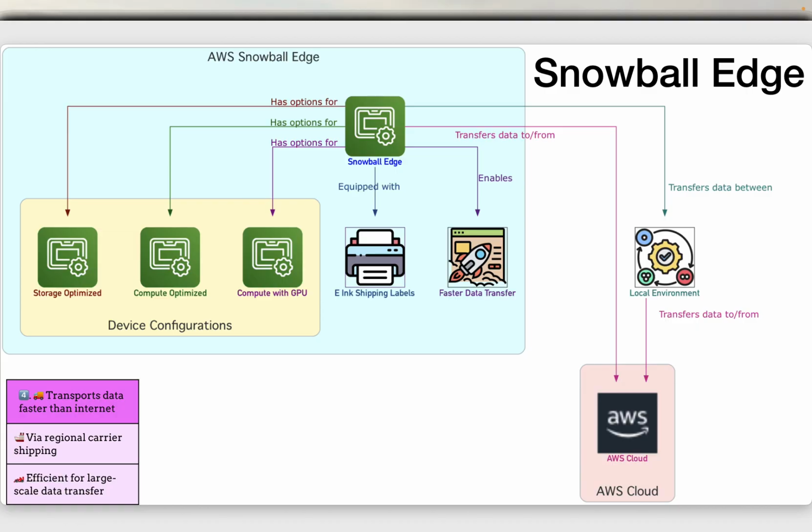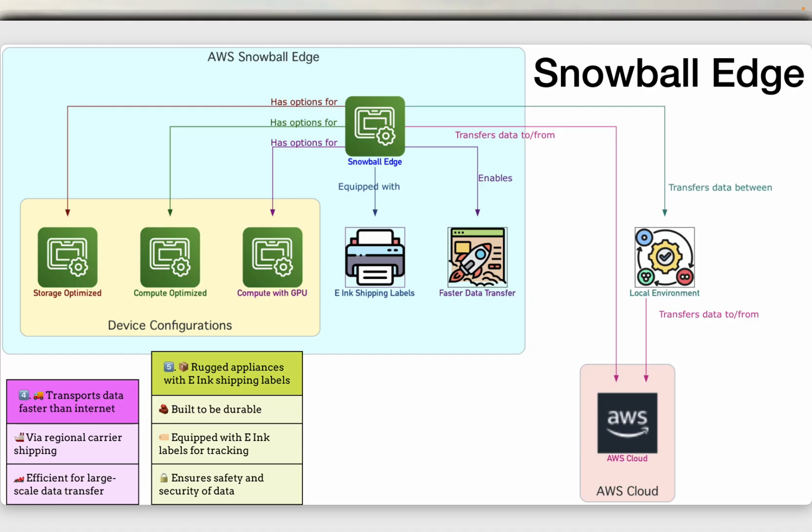So I'll talk about the storage. So it is very optimal for very high amount of large scale data transfer. The Snowball Edge appliances are built to be rugged and durable, equipped with e-ink. So there are electronic ink shipping labels for easy identification and tracking during transport, ensuring safety and security of your data.